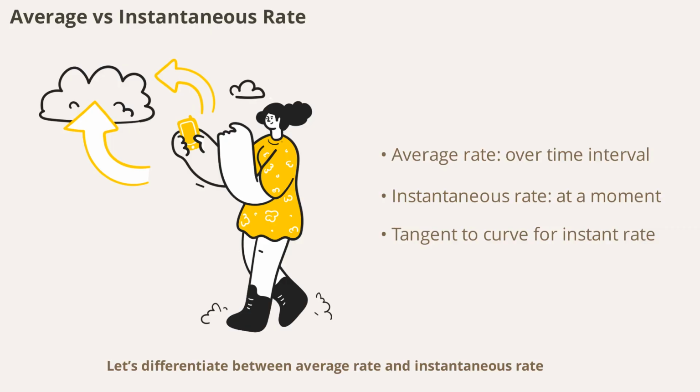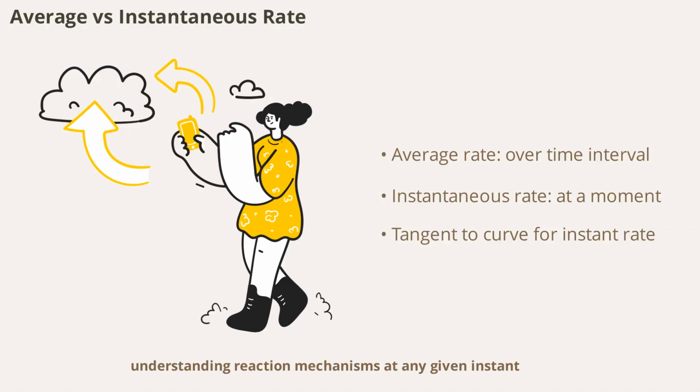Let's differentiate between average rate and instantaneous rate. The average rate is calculated over a period of time, giving us an overall idea of how fast a reaction proceeds between 2 points. In contrast, the instantaneous rate is the rate at a specific moment, often determined by drawing a tangent to the concentration time curve at that point. Both concepts are important. Average rate helps in general analysis, while instantaneous rate is crucial for understanding reaction mechanisms at any given instant.